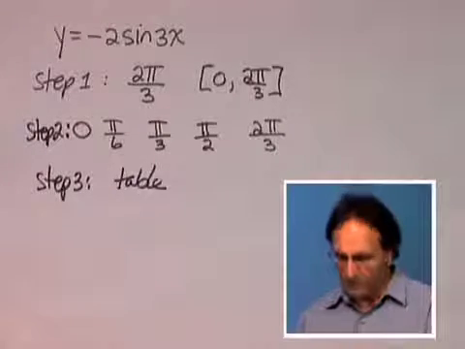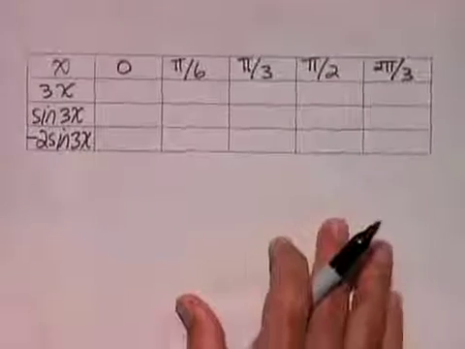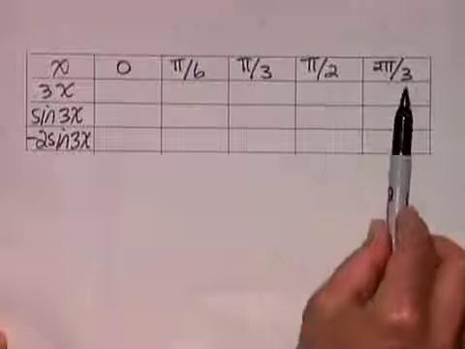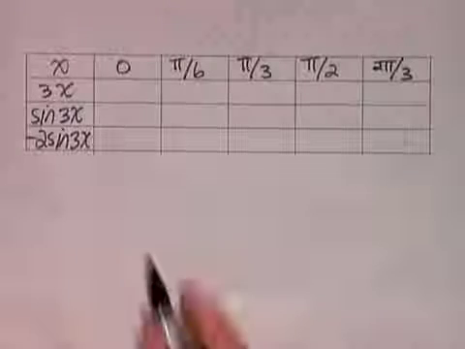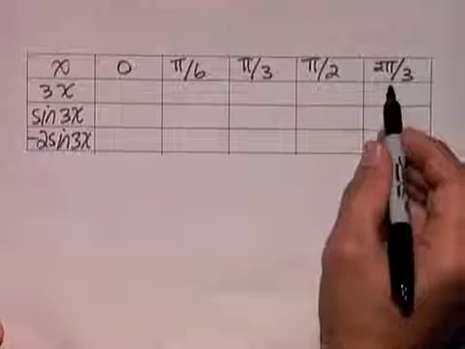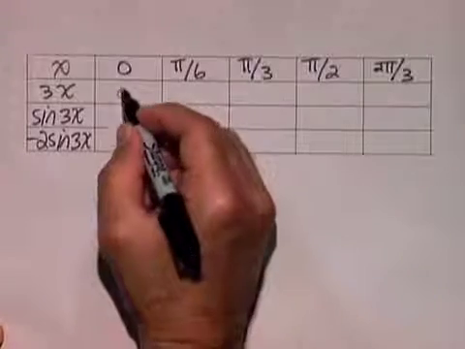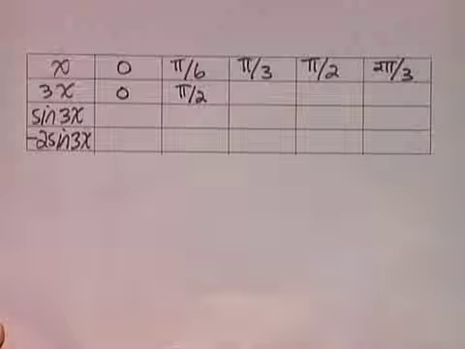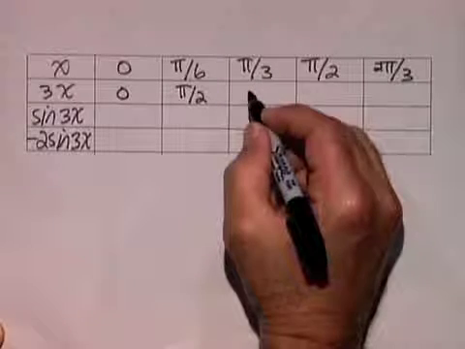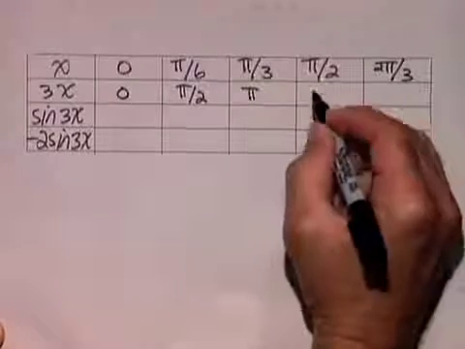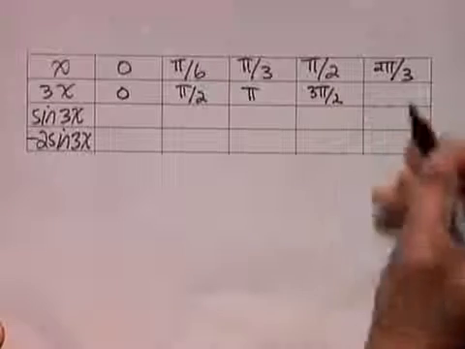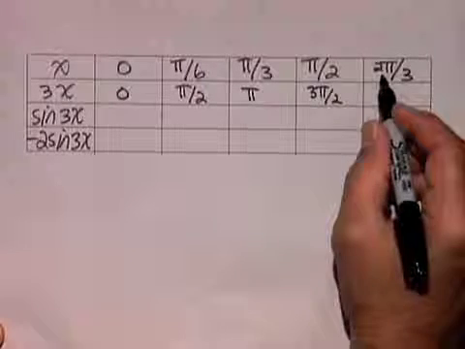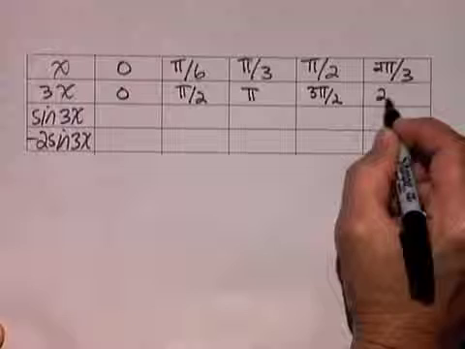Now, I have a partially filled in table, which has the key points that we just calculated. Now what we're going to do is to find 3 times each of these. So 3 times 0, 0. 3 pi over 6 equals pi over 2. 3 pi over 3 is pi. 3 pi over 2 is 3 pi over 2. And 3 times 2 pi over 3 is 2 pi.